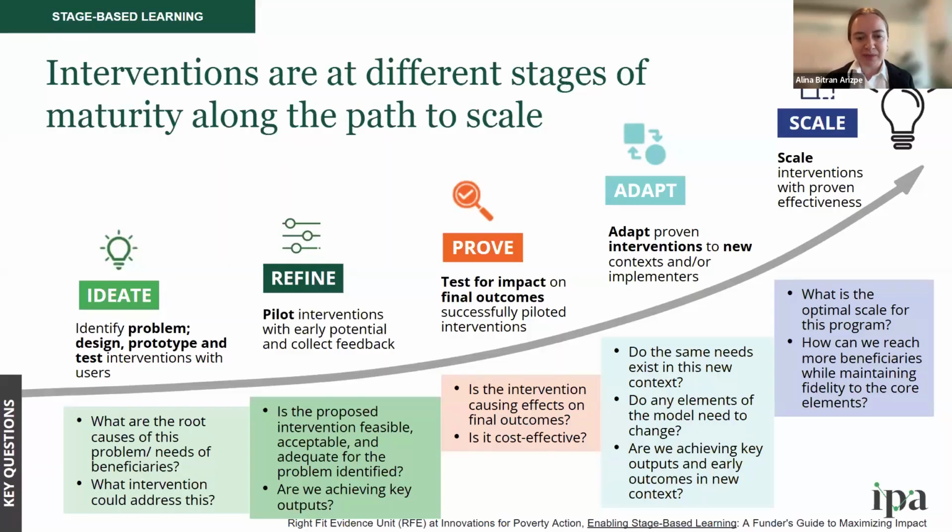Following the proof stage, we move on to adaptation. Once we do have that rigorous evidence about whether or not a program works, we're interested in learning whether a program might apply in a new context, whether those needs are the same, whether any elements of the initial program need to change, and whether key outcomes are still being achieved in new contexts and with potentially new beneficiaries. And finally, following this adaptation stage, we can start thinking about scaling, which is questions around what the optimal scale for the program is and how we can reach more beneficiaries while maintaining fidelity to the core components. So again, 5 different stages in this path to scale, and we can see how the questions are adapting based on where the program is.